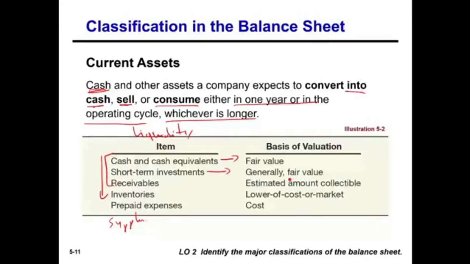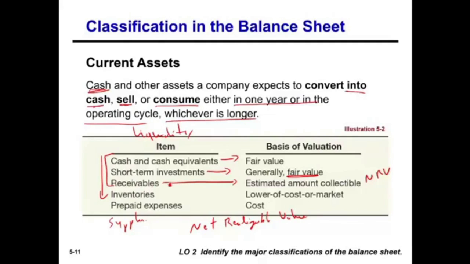Short-term investments, generally speaking, you'd report at fair value. We have a whole chapter about investments, but generally speaking, if you have short-term investments, you report them at fair value. Receivables are reported at the estimated amount collectible. So they are reported at how much you expect to get for them. This is called NRV, or net realizable value. So you'll have a receivable, then you will see how much of it you expect to collect.